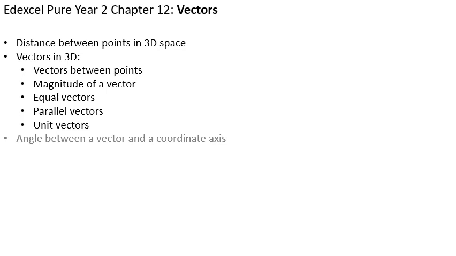In a separate video, we'll look at how you calculate the angle between a vector and one of the coordinate axes. So let's start with the distance between points in 3D space. In order to understand why this works, we'll begin with a two-dimensional example.